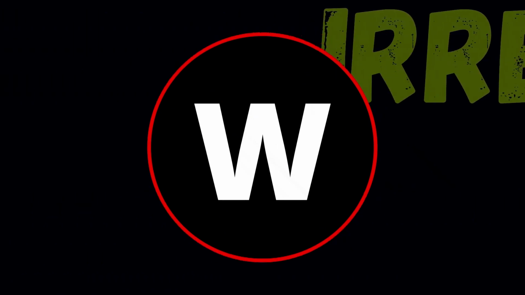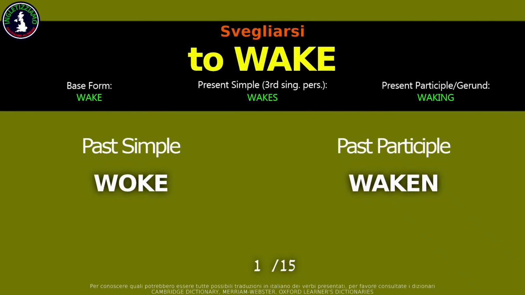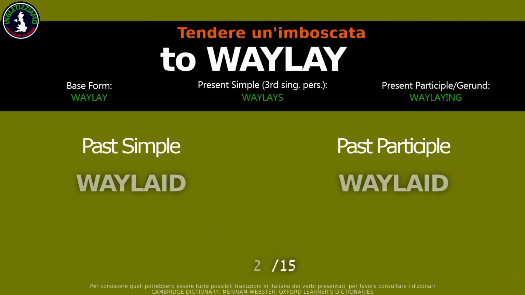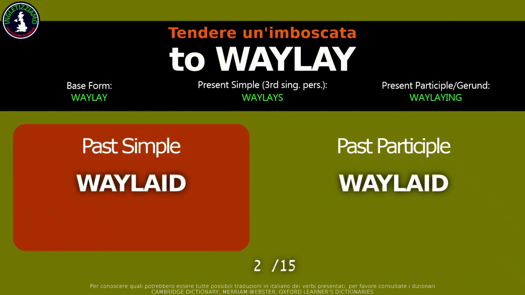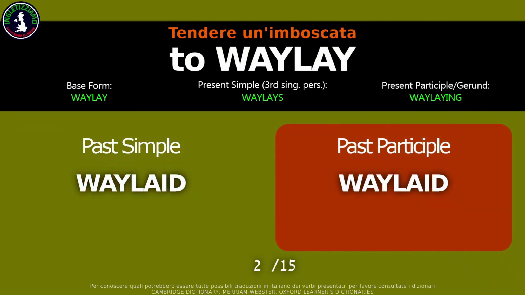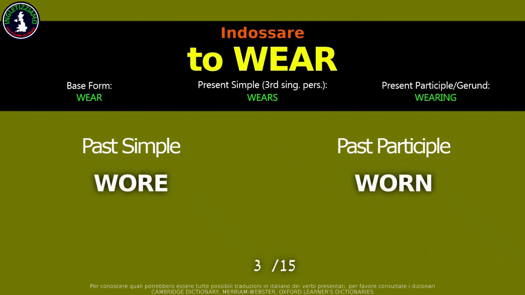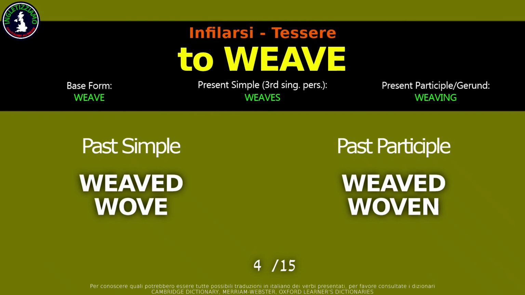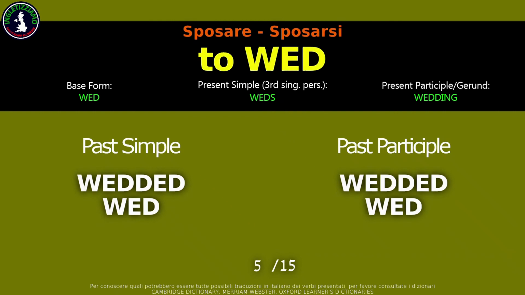List of irregular verbs with a W. To wake, woke, waken. To waylay, waylaid, waylaid. To wear, wore, worn. To weave, weaved or wove, weaved or woven. To wed, wedded or wed.